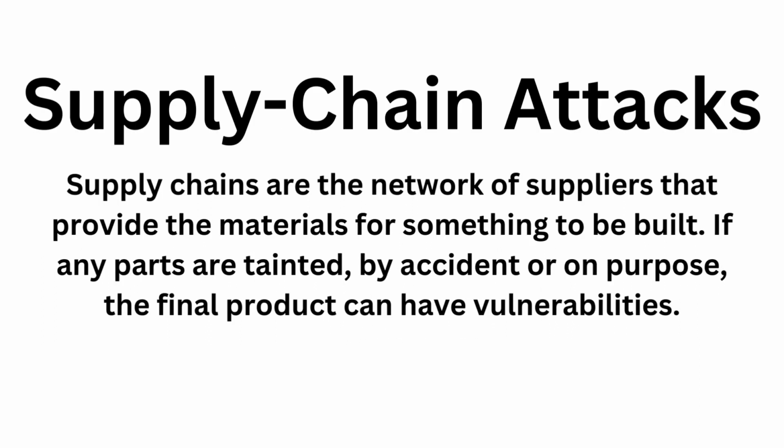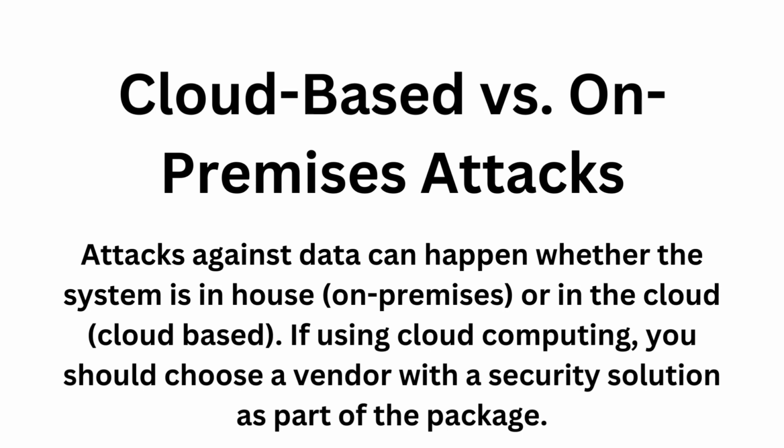Supply chain attacks. Supply chains are the network of suppliers that provide the materials for something to be built. If any parts are tainted by accident or on purpose, the final product can have vulnerabilities. Cloud-based versus on-premises attacks. Attacks against data can happen whether the system is in-house or on-premises, or cloud-based. If using cloud computing, you should choose a vendor with a security solution as part of the package.